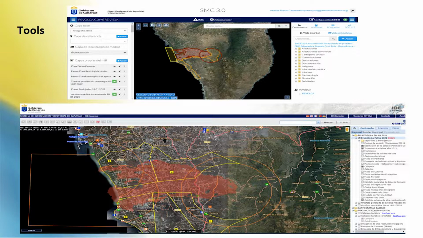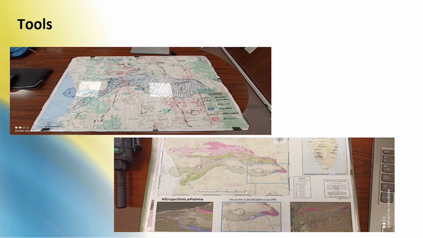I think we have to improve a lot in this, because we have to show maps more comfortably for the population, more easily, so they know which is the restricted area, what can I do, what I can't do. So I think we have to improve and make all this information easy for the population. These kinds of maps are always very important.